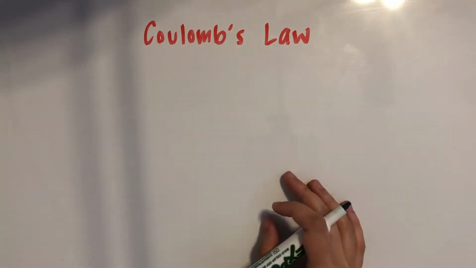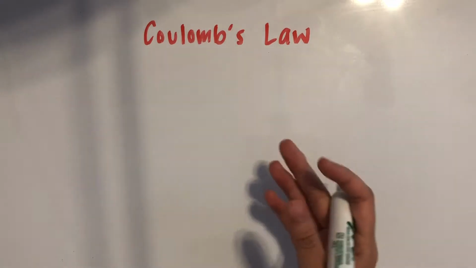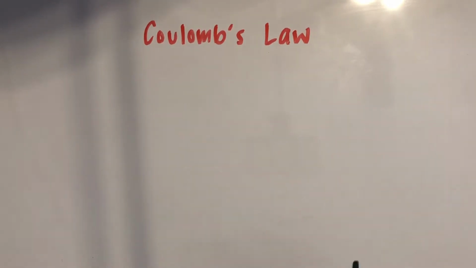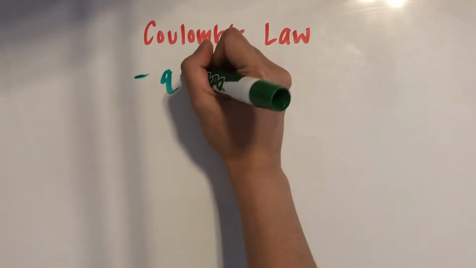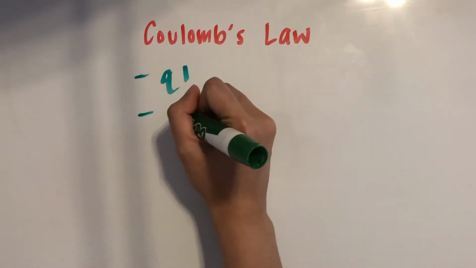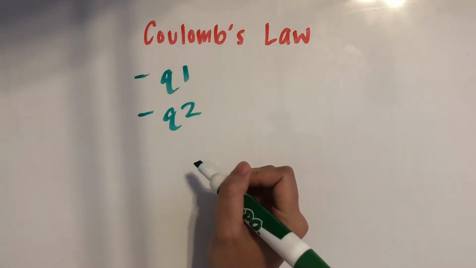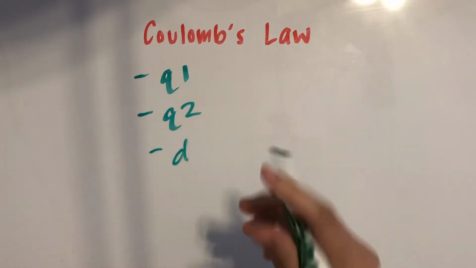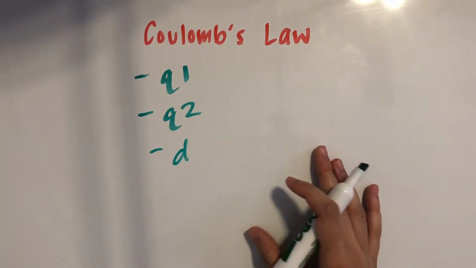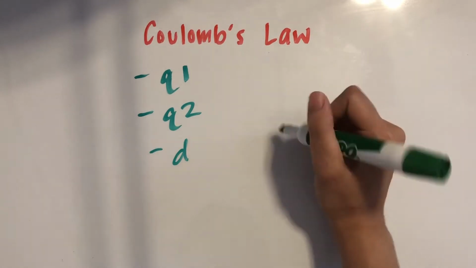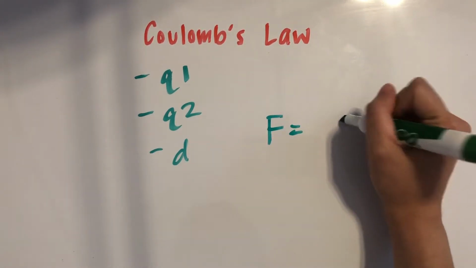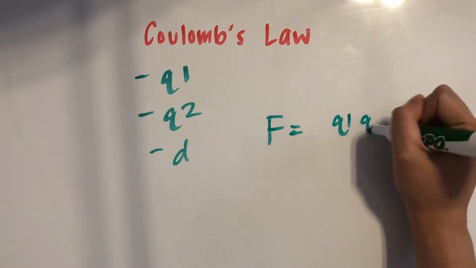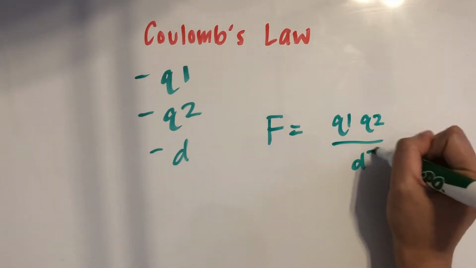And Coulomb's law gives us a way to really quantify this force of repulsion or attraction by giving us a formula that we can follow. It's dependent on three things: the charge of the first object, or Q1, the charge of the second object, which we'll call Q2, and the distance between those two objects, which is d. In general, Coulomb's law looks like this. The electrostatic force between two objects is equal to Q1 times Q2 over d squared.